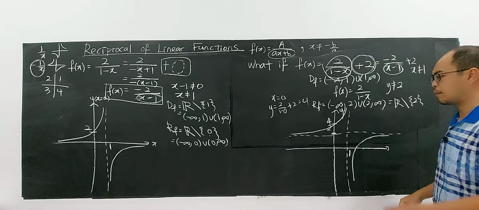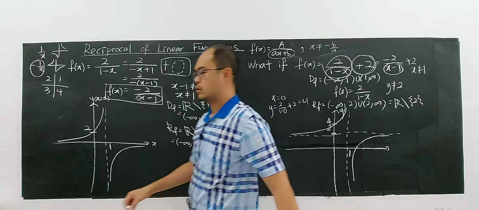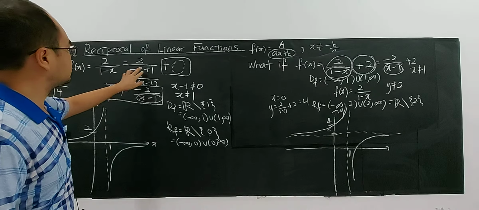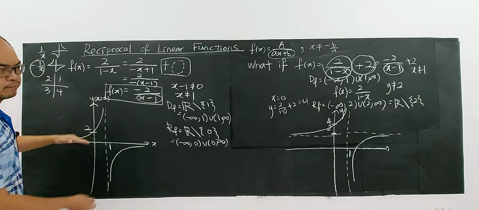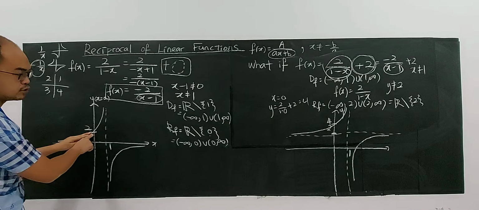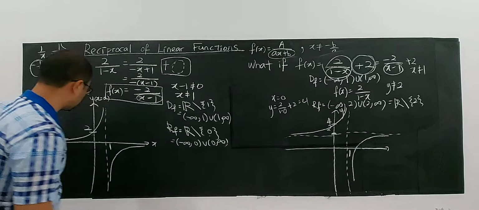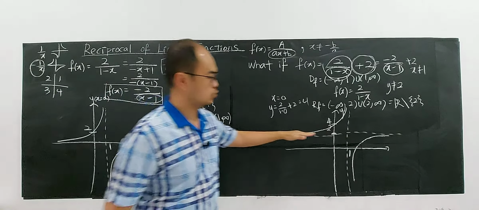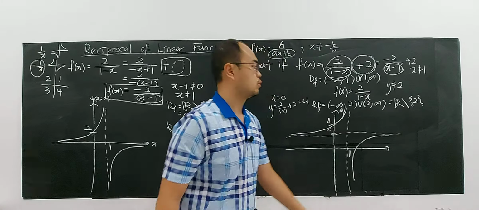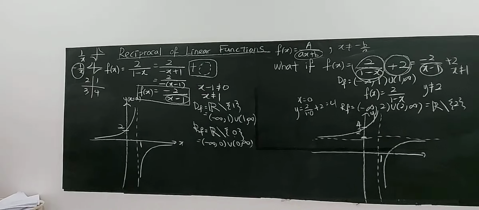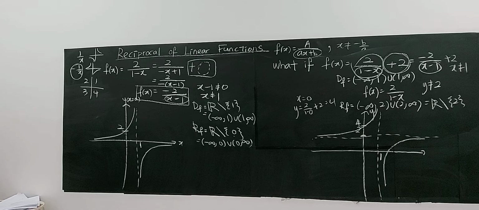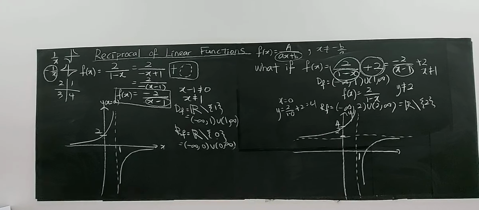If you look carefully, what's the difference between these two? This one is plus 0, this one is plus 2. The graph is actually shifted up. The y-intercept is shifted from 2 to 4, and the horizontal asymptote is moved up to 2. So everything is moving up by 2. This is the concept that I'm going to share with you. That's all for the technique of sketching the reciprocal of linear function. Thank you. Hope you understand.